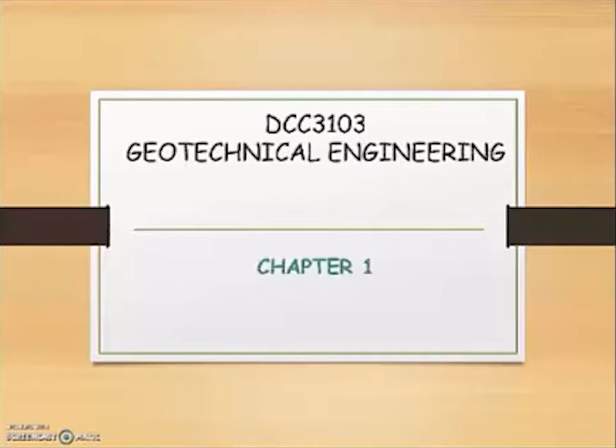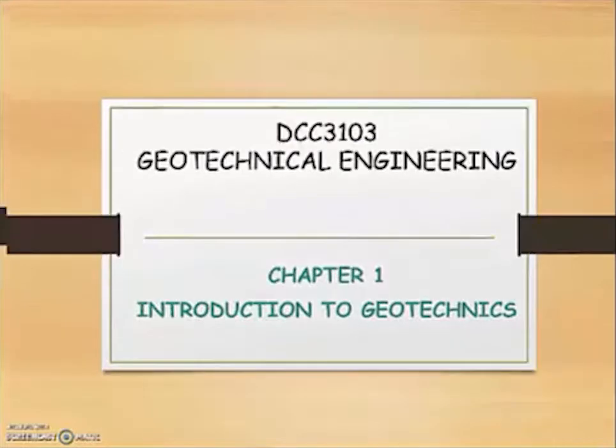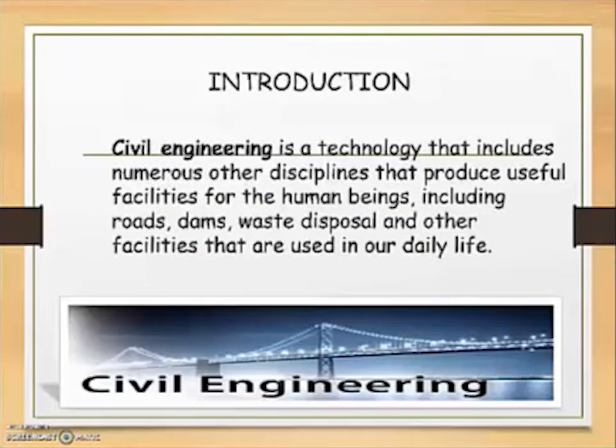For chapter 1 for DCC3103, it is Introduction to Geotechnics. As we know, most of the construction will relate to civil engineering. Civil engineering is a technology that includes numerous other disciplines that produce useful facilities for human beings, including roads, dams, waste disposal and other facilities that are used in our daily life.